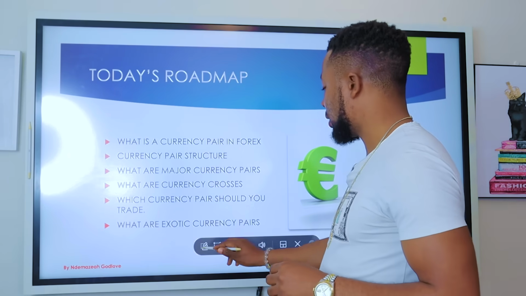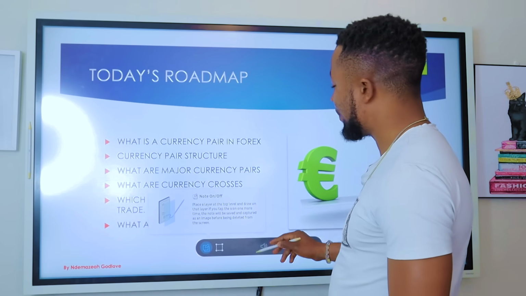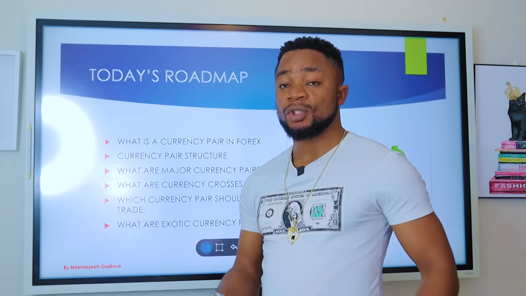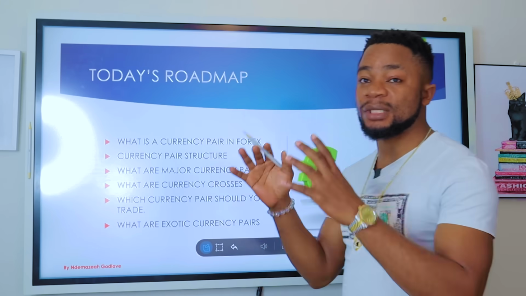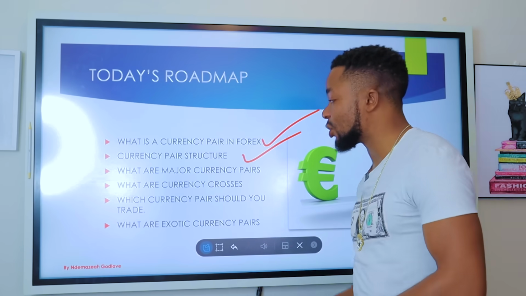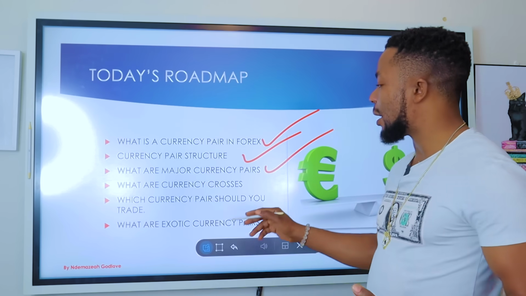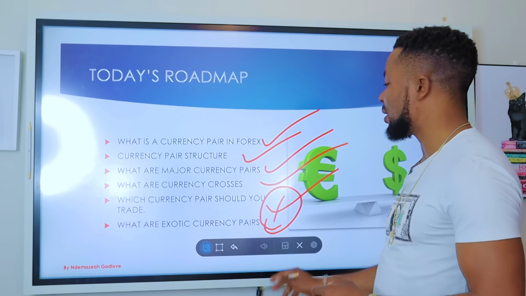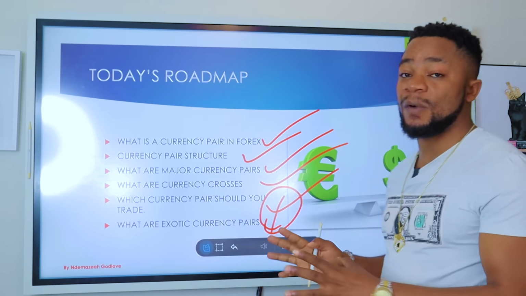On our table of contents today, what we shall be covering is what a currency pair is, because remember on our last video we spoke about currencies. So we have currencies and we have currency pairs, and today we shall concentrate more on currency pairs. We shall talk about the currency pair structure or anatomy, major currency pairs, what currency crosses are, which currency pair you should trade, and what exotic currency pairs are. These are the main points we are going to cover today.